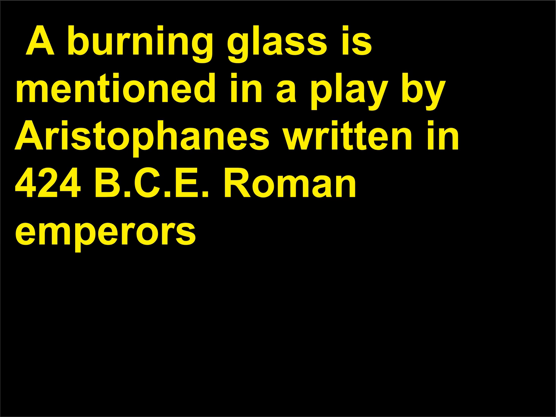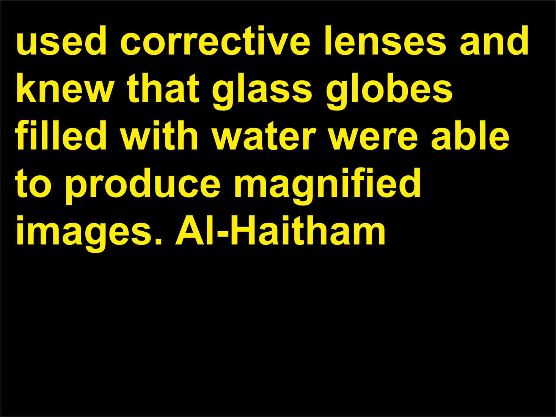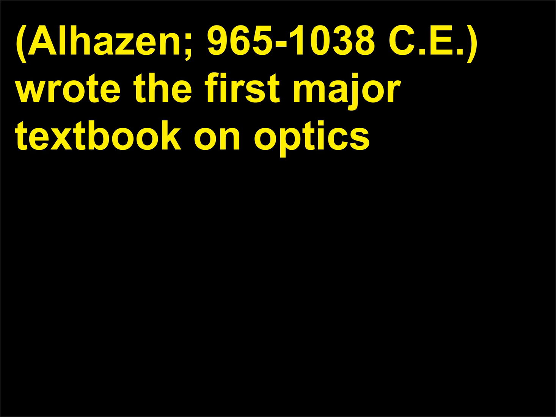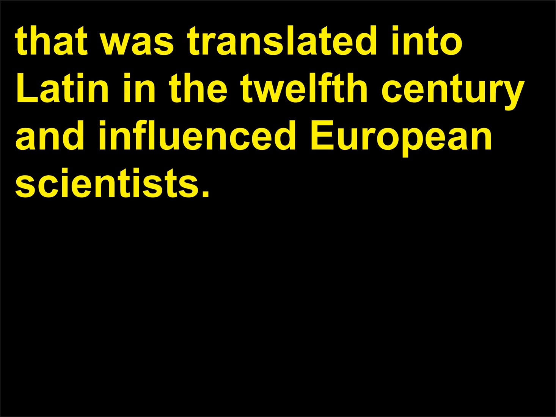Roman emperors used corrective lenses and knew that glass globes filled with water were able to produce magnified images. Al-Haytham, Al-Hazen, 965-1038 CE, wrote the first major textbook on optics. That was translated into Latin in the 12th century and influenced European scientists.